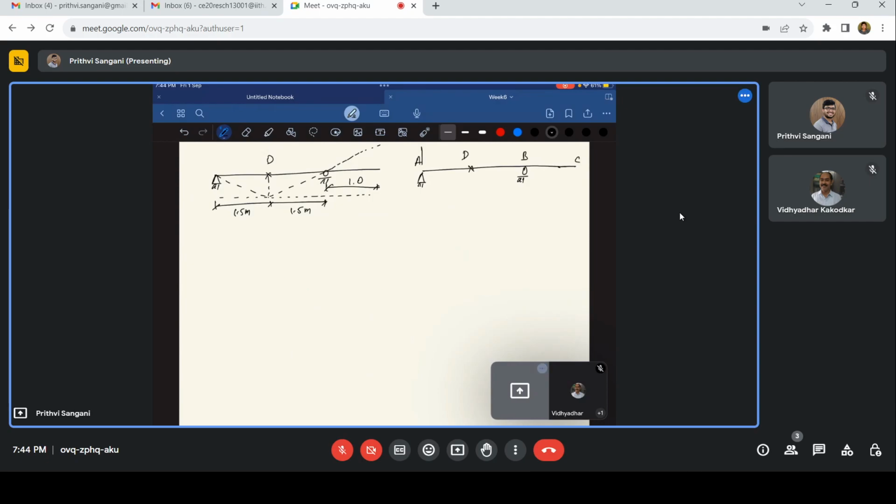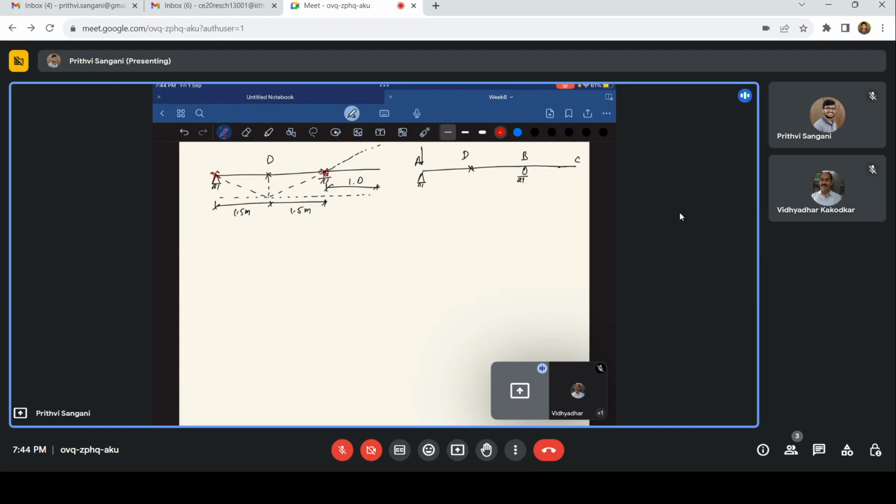When my unit load is at A, the bending moment at D is zero, obviously. And when my unit load is at B, the bending moment at D is zero. Yeah, that is fine. So these things are correct.